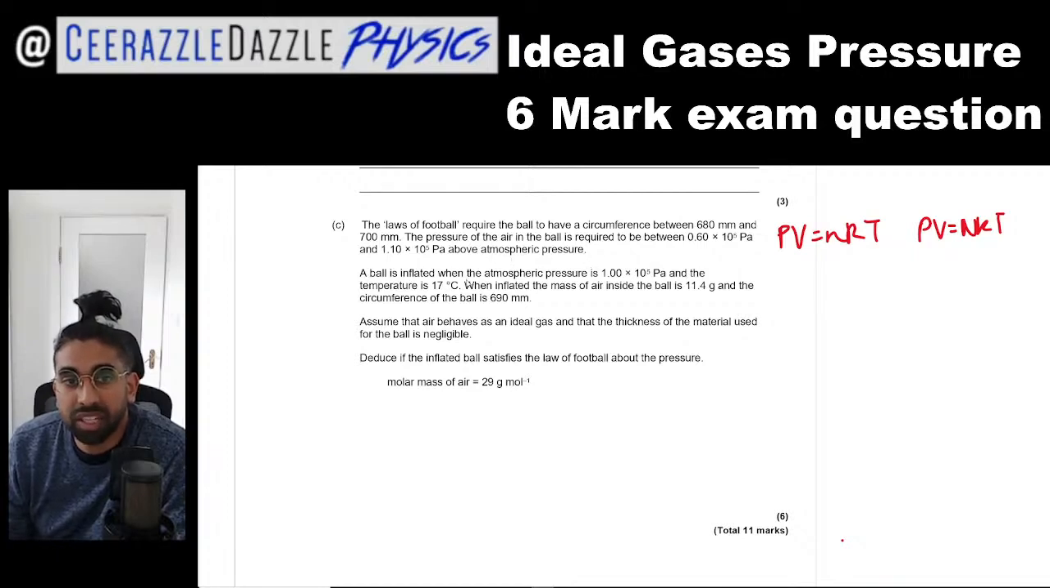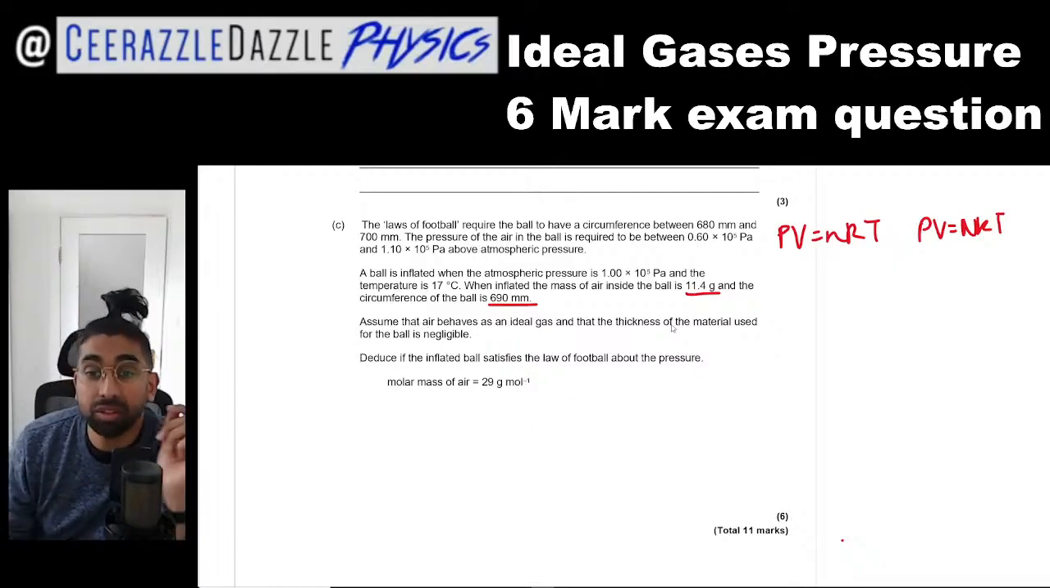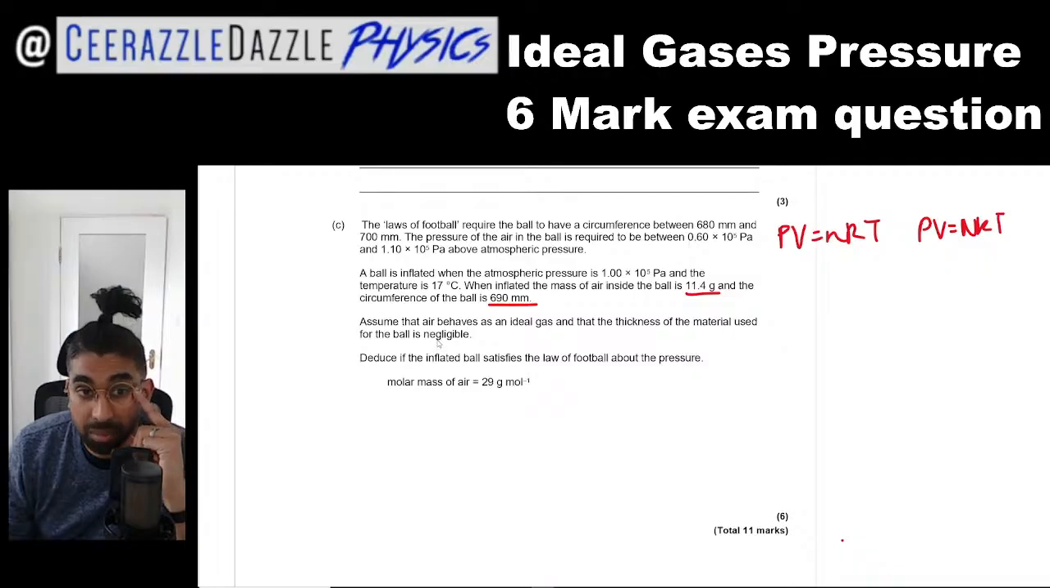A ball is inflated when the atmospheric pressure is 1 times 10 to the power 5 Pascal and the temperature is 17 degrees Celsius. When inflated, the mass of the air inside the ball is 11.4 grams and the circumference of the ball is 690 millimeters. Assuming that the air behaves like an ideal gas and that the thickness of the material used for the ball is negligible, deduce if the inflated ball satisfies the law of football about the pressure.